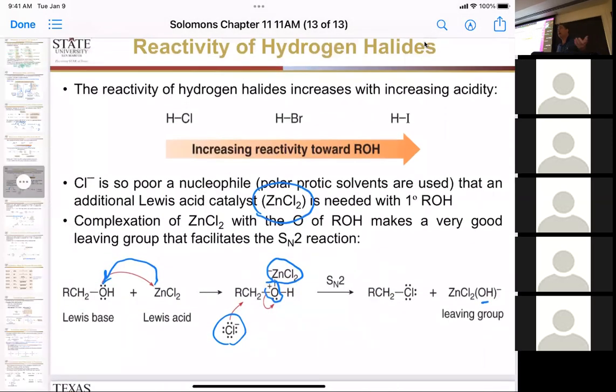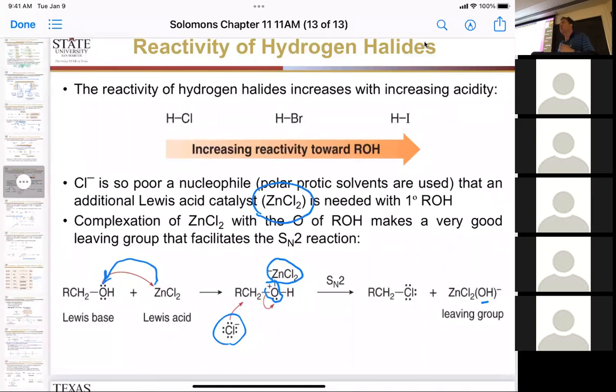So to get iodine, you could use HI. If you have bromine, you use HBr. To use chlorine, if it's a primary, you have to use zinc chloride. Okay, so you have to add that as a catalyst to the system. If it's a secondary or tertiary, HCl will work just fine. Okay, so that's making those halogens.